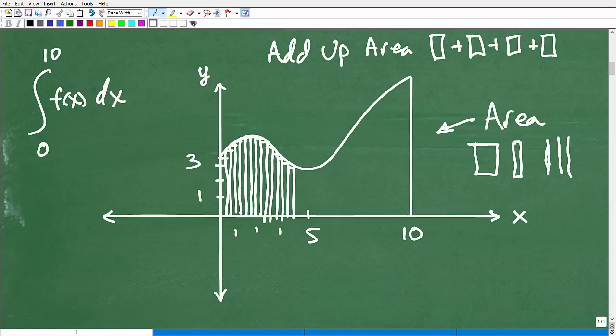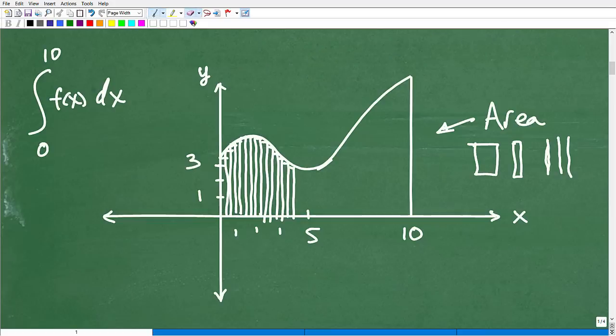This little curve right here can be described with something called a function. It's just a rule, a mathematical description of this curve. It says, if you follow this rule, you'll get this curve. So in calculus, what we're trying to do, you see our little squiggly starts from 0 and ends at 10.